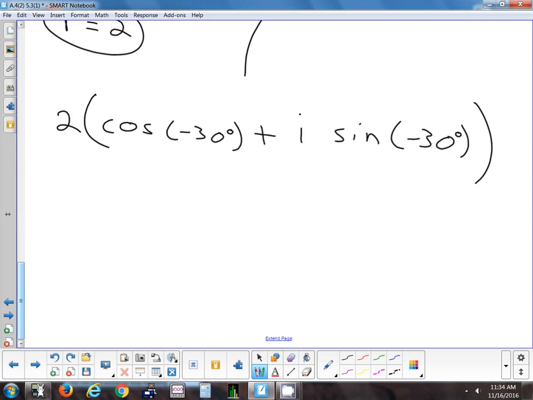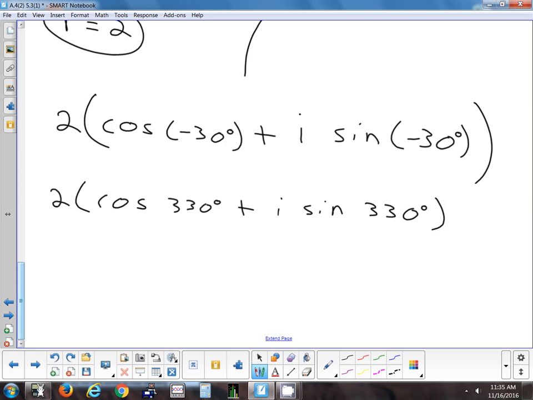You can always add 360 to any angle, and it won't change the answer. It'll just make the angle bigger. So that is one of 2 ways to get rid of the negative here, if they asked you to do that. If they didn't, you could stop right where we are. But I'm just showing you how to get rid of the negative in case I ask it on the test. So you could write cosine, what did you say it would be, Connor? 330 plus i sine 330. Okay, that's one way.